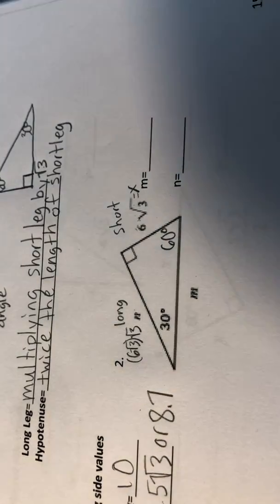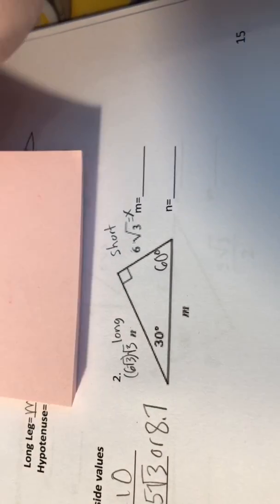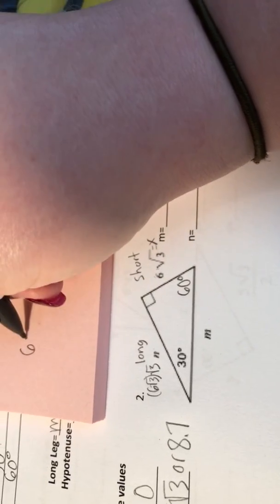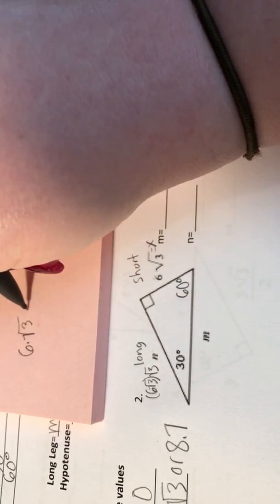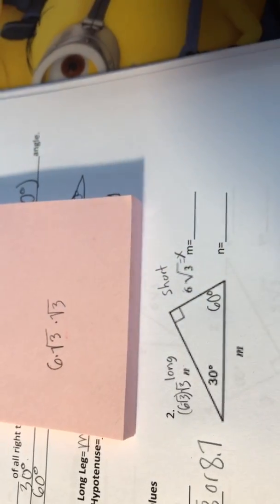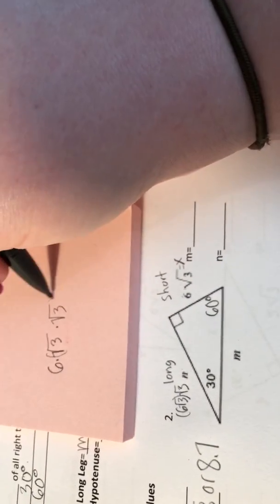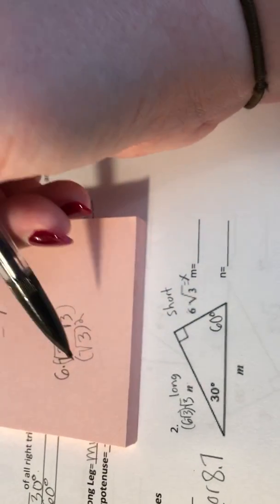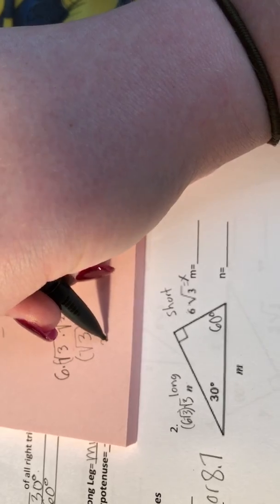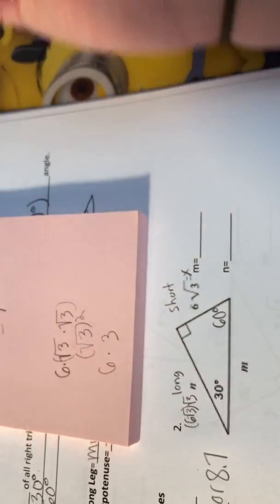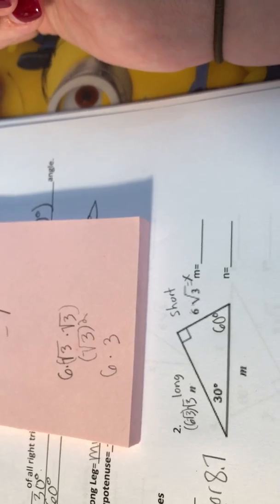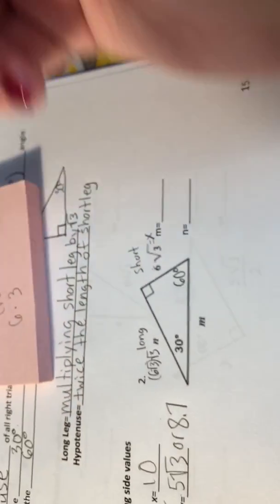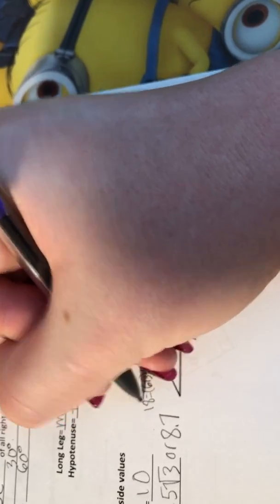Now, if you need to write it out, or if you want to use a calculator, you can use your calculator. But this is saying 6 times the square root of 3 times the square root of 3. Well, this right here is the same as saying the square root of 3 squared. Well, the square root of 3 squared is just 3. So we have 6 times 3, which is what? 18. So this long side is going to equal 18.